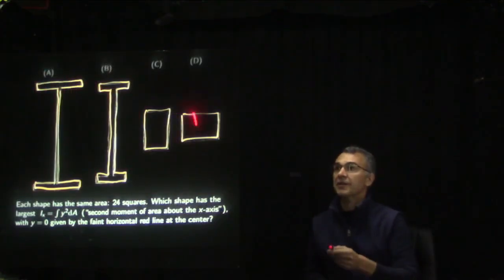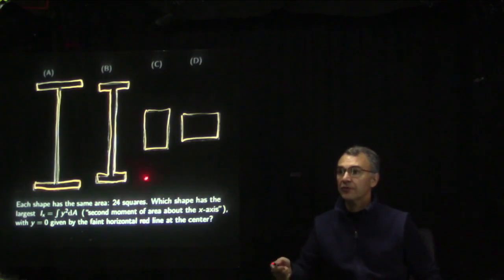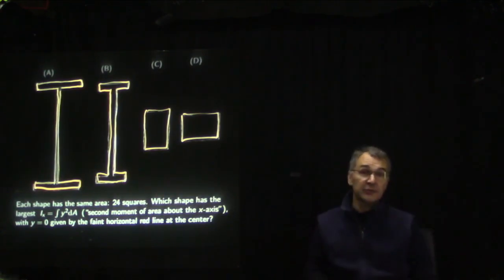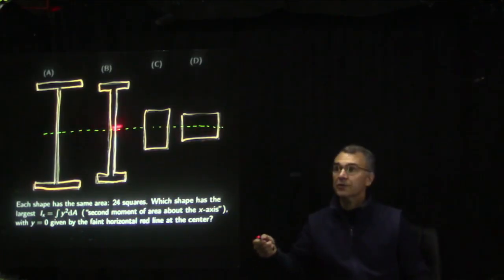In this set of diagrams, all four of these shapes have the same area. So the area is 24 squares on the graph paper. For each of the four shapes, which one has the largest moment of inertia, which I prefer to call second moment of area? So which one has the largest second moment of area about the x-axis? The x-axis, y equals 0, is right through the centroid vertically of all four shapes.